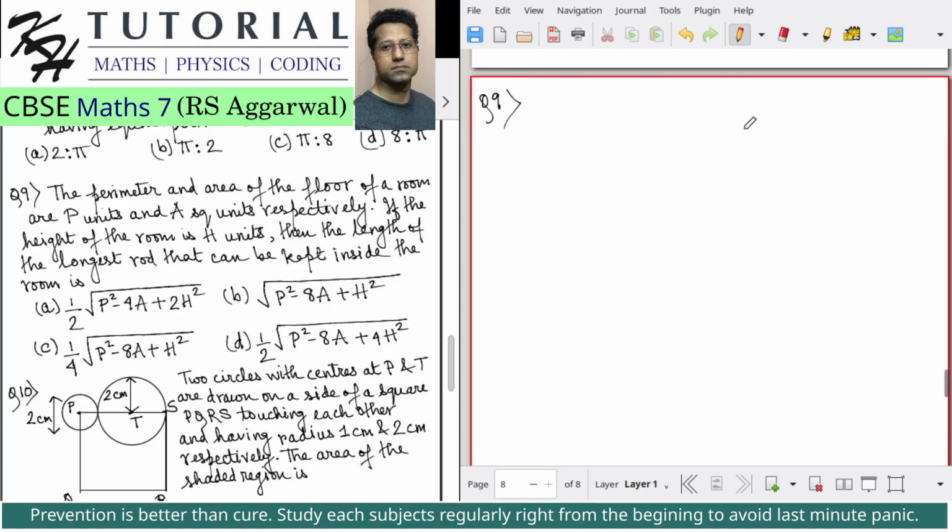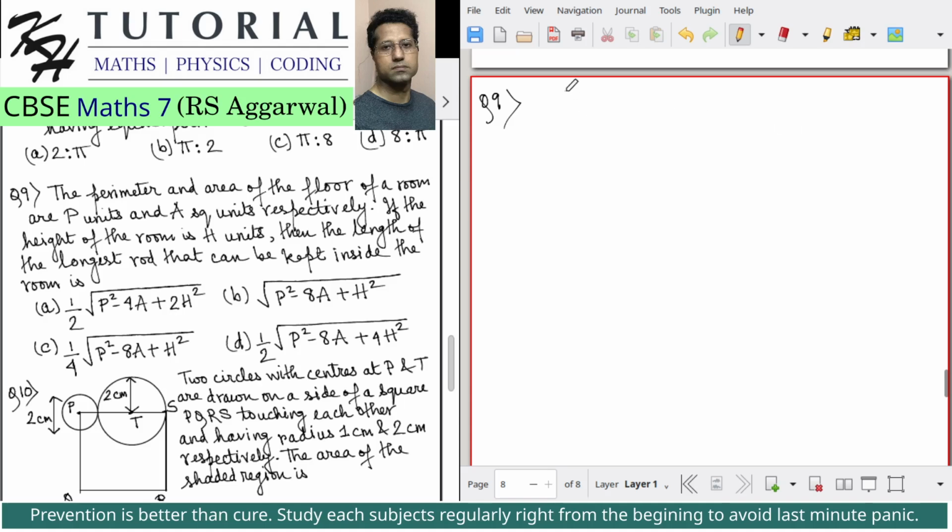The perimeter and area of the floor of a room are P units and A square units respectively. If the height of the room is H units, then the length of the longest rod that can be kept inside the room is, okay.